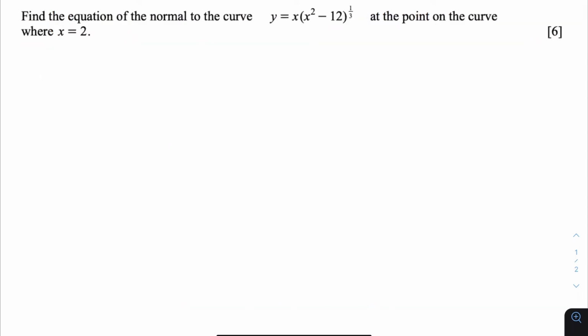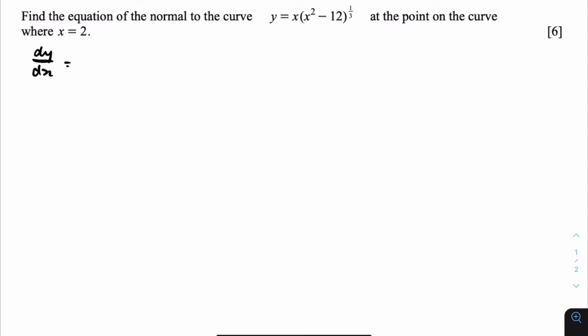Okay, so the next problem we're going to solve is related to normals. So we have to find the equation of the normal to the curve y equals x times (x squared minus 12) to the power of a third at the point on the curve where x is equal to 2. So we do the first two steps normally. So dy over dx, we have to find the derivative.